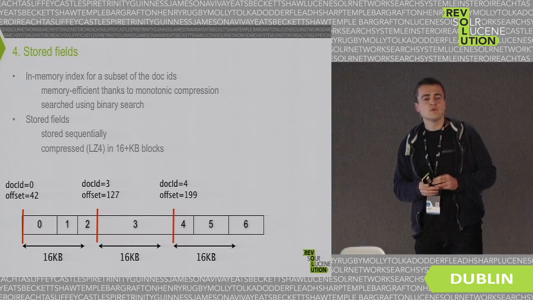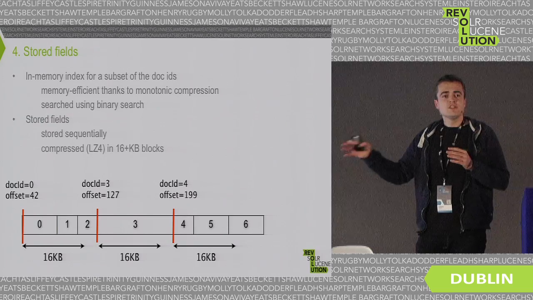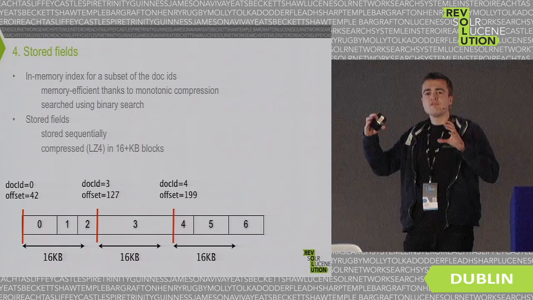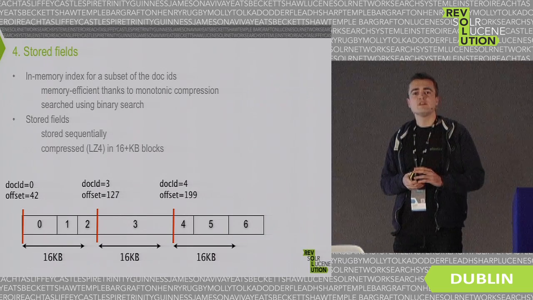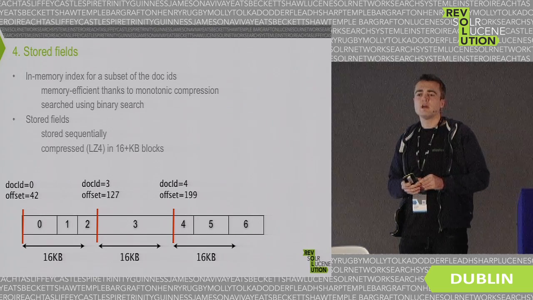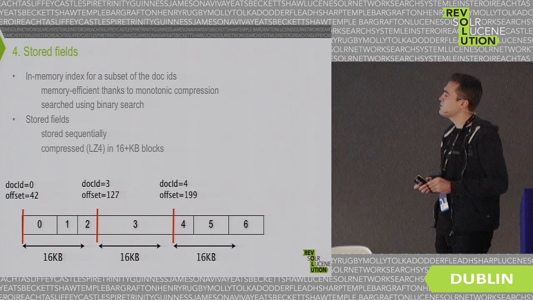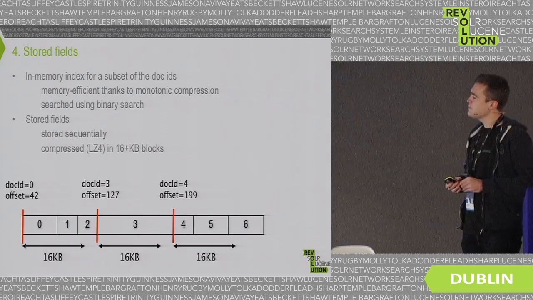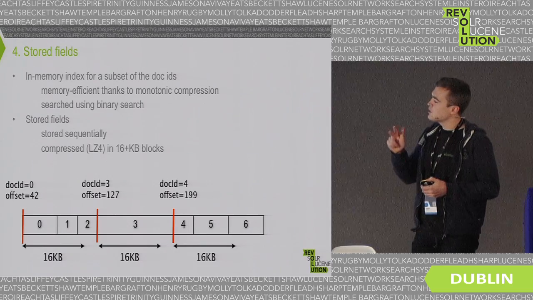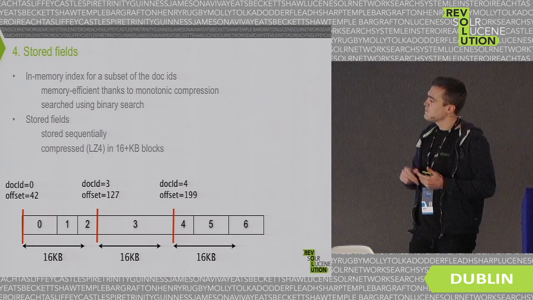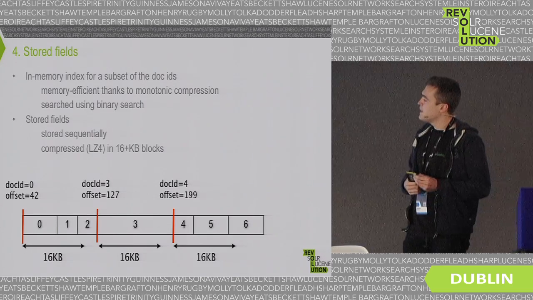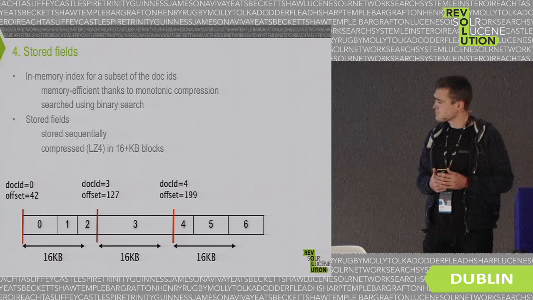The way the stored field format works is that when it has to ingest documents, it first buffers them into memory. And once the memory buffer grows beyond 16 kilobytes, it's going to flush it on disk and compress it using LZ4 compression, which is a very lightweight compression algorithm. For example, in that case, the first block would be made of 3 documents, document 0, 1, and 2. The second block would be made of document 3. And the third block would be made of documents 4, 5, and 6.